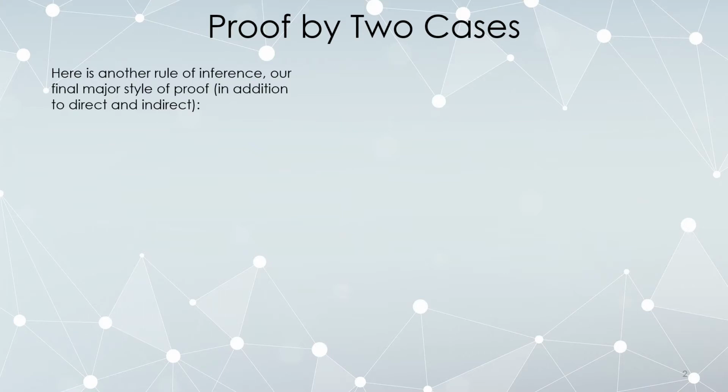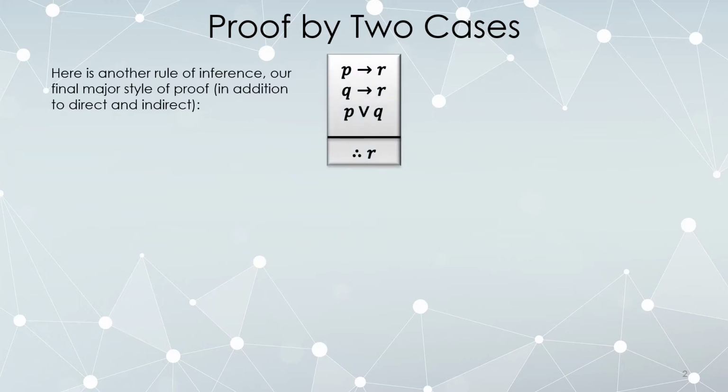There's another major style of proof, which we're going to present as a rule of inference, which is the sort of final major style for now, in addition to direct and indirect proof. It's called proof by cases. Proof by two cases is as follows.